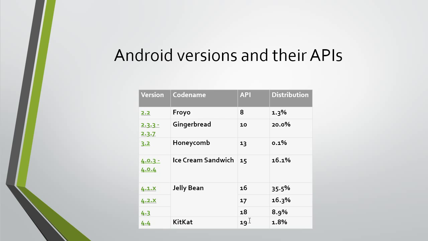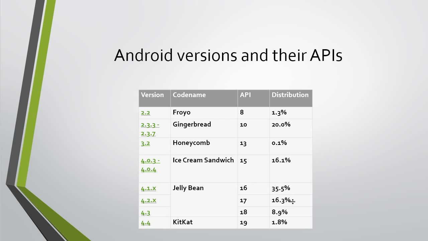All right. And the distribution column here tells you how many people are using the current platforms. So, for example, by the time of this recording, only 1.3% of people who have Android phones are running Froyo version 2.2. 20% are running Gingerbread. Honeycomb is 0.1%. And then when you come to Ice Cream Sandwich, 16.1%, Jelly Bean, 35.5%.